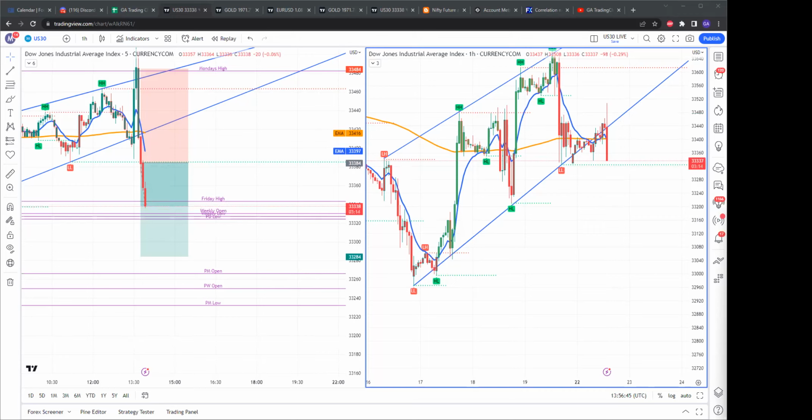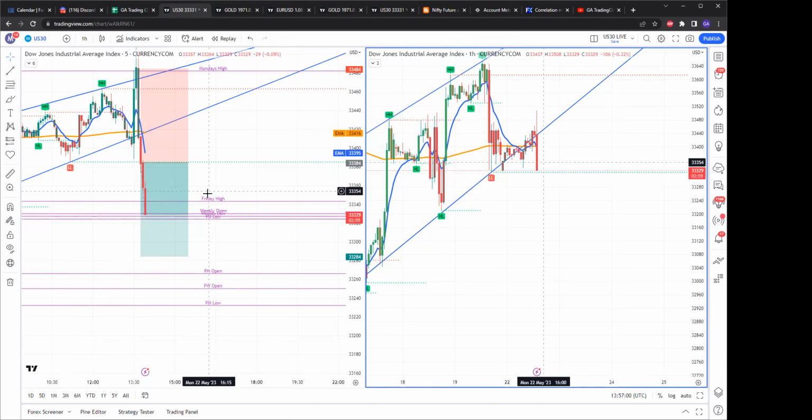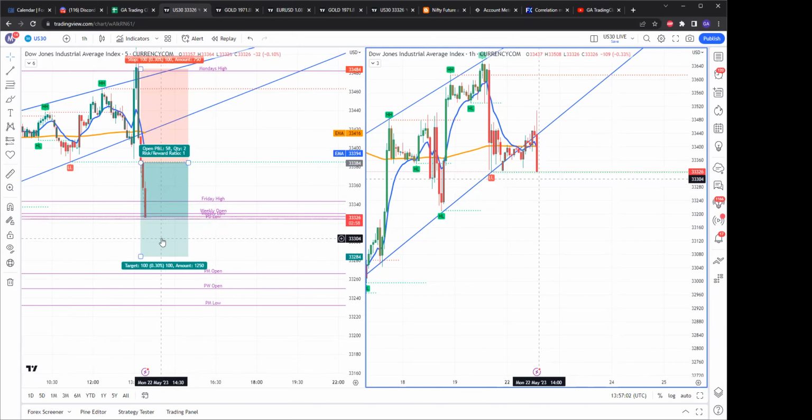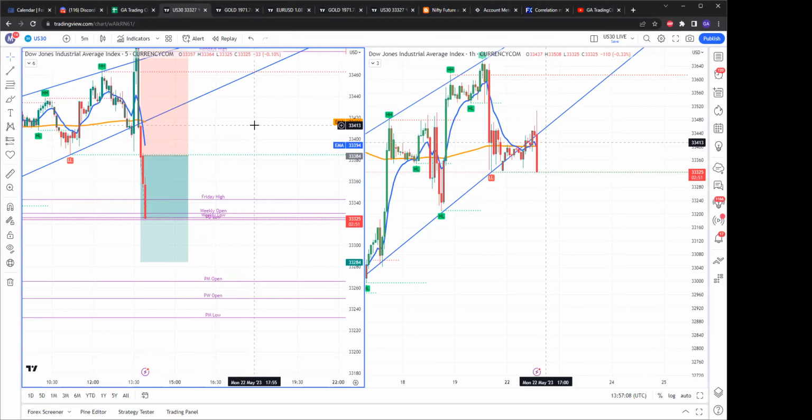Perfect. So if we close below this, we need to observe this lower low on the hourly. You see we are 3 minutes away before this hourly candle closes. So if this hourly candle closes below this lower low, I expect this to shoot directly into profit to TP. So again, another no drawdown trade, just patience and just keeping it simple.